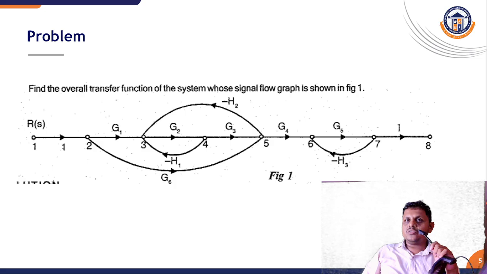Let us discuss one problem based on signal flow graph. The problem is to find the overall transfer function of the system whose signal flow graph is shown in the figure. This is the given signal flow graph, where R(S) is the input and C(S) is the output of the system, and here we have 8 nodes. Now we are going to determine it step by step.